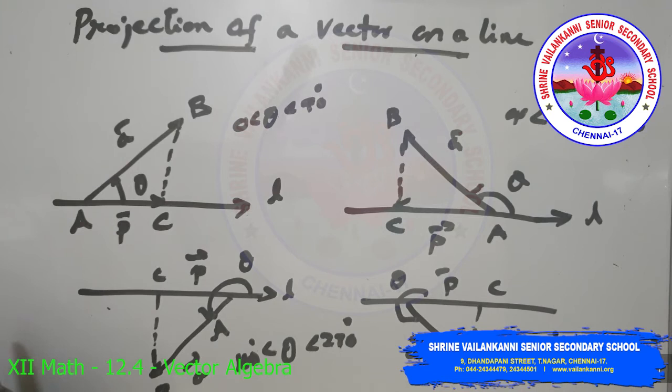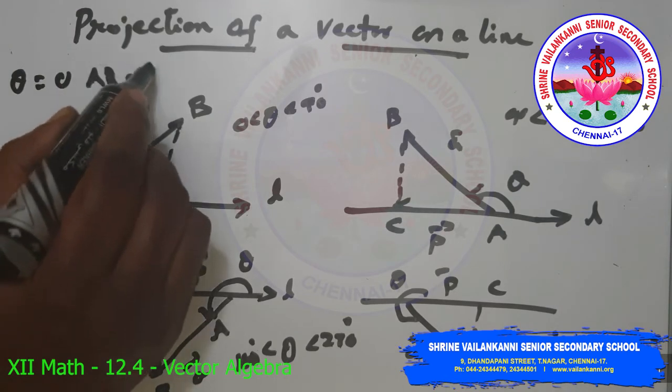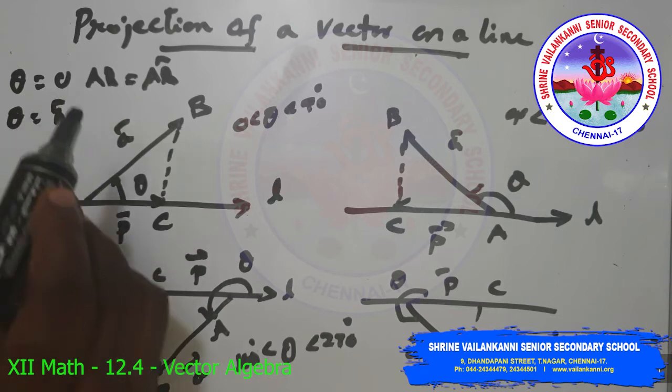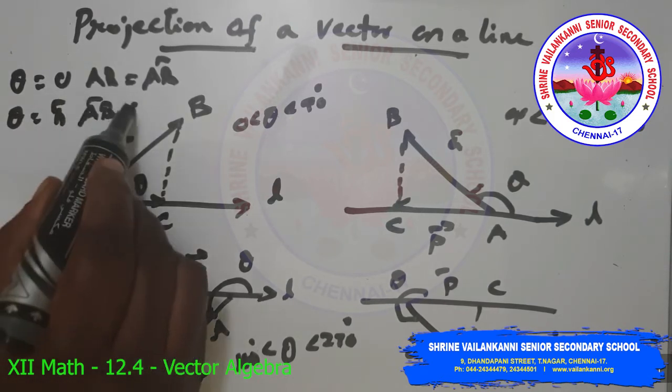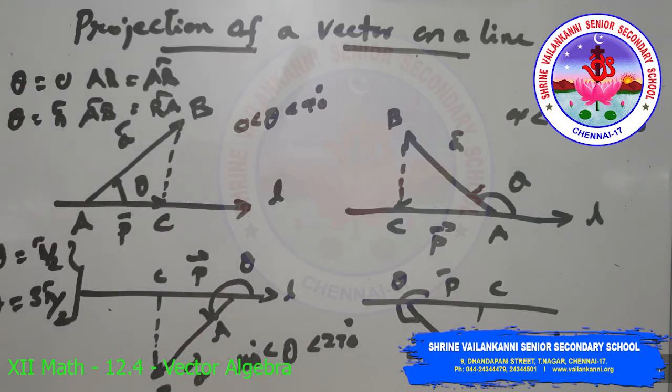If theta equal to 0, then the projection vector of AB will be AB. If theta equal to pi, then the projection vector of AB will be BA. If theta equal to pi by 2 or 3 pi by 2, then the projection vector of AB will be the zero vector.